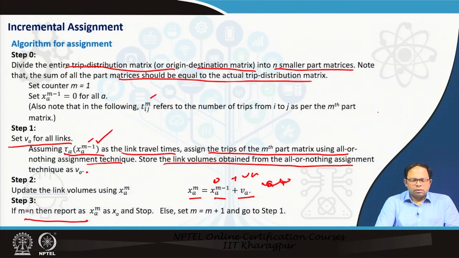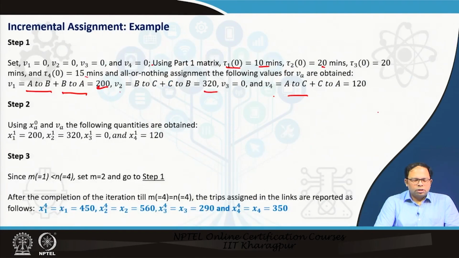So once we have done that, the next thing is to update the travel time, and also update the volumes. Using x as 0 and v, the following quantities are obtained. We add the new volume that we estimated to the previous value of the load. So it remains as 200, 320, and then again 0 and 120. So these are the link volumes.